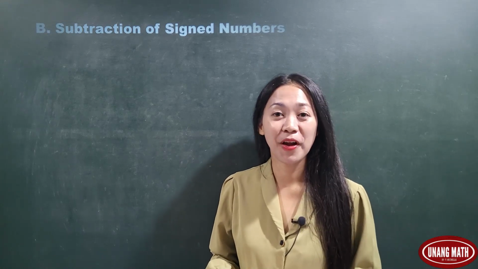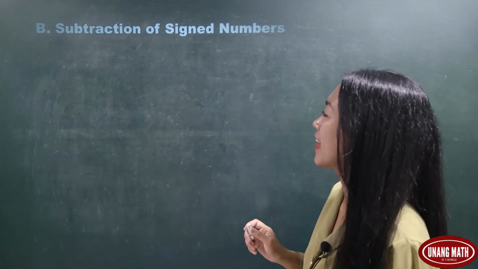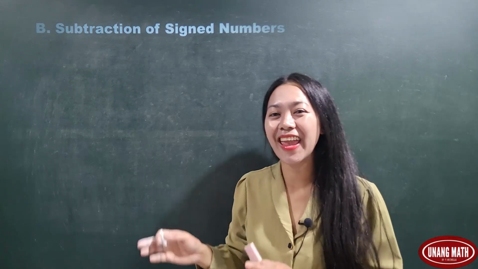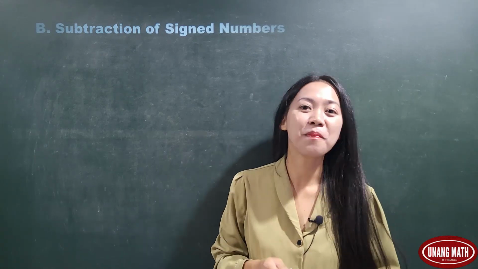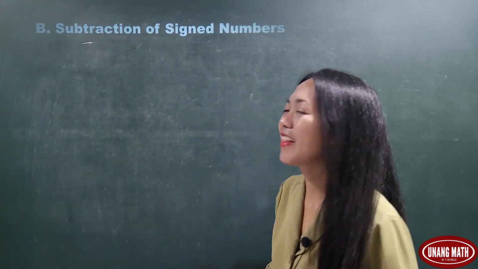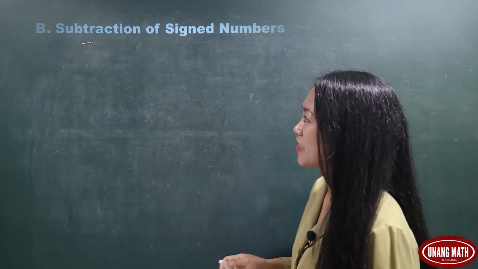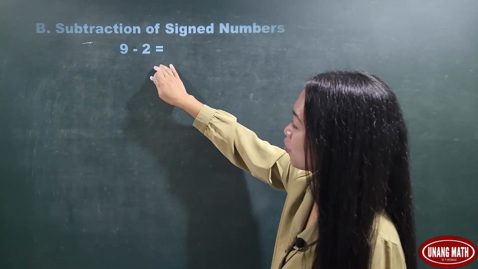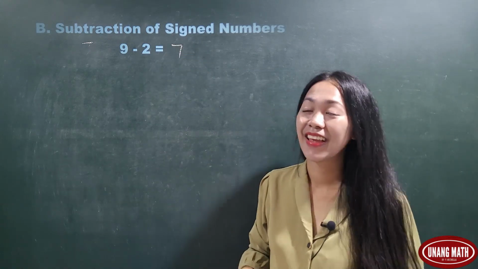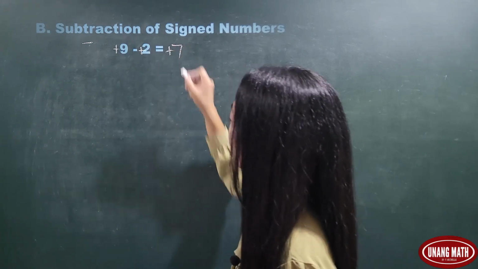This is the second part of this episode, and I will be discussing subtraction of signed numbers. When we say subtraction, this is taking away a number from another number. The symbol for subtraction is this symbol. We already know how to subtract numbers. Example, 9 minus 2. Remove 2 from 9, the answer is 7. It's easy to subtract positive numbers.